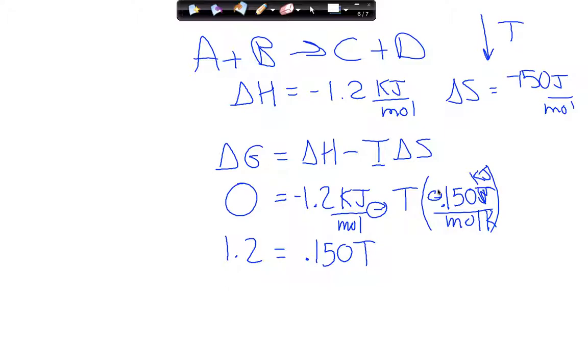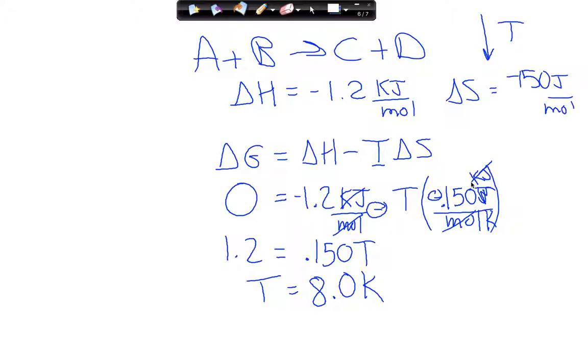So we're going to go 1.2 divided by 0.15, and T is 8.0 Kelvin. The units cancel on both sides. We didn't put units on this. You subtracted it over and then. Yep. So guys, the answer is 8.